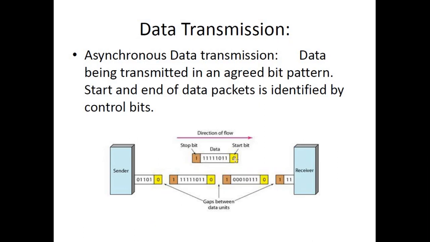This is a control bit, and this is also a control bit. This is a stop bit, this is a start bit. The first bit that goes is a start bit, and after the packet the last bit that goes is a stop bit. After one packet has been sent, there is a gap or a delay, a few seconds in which no data is sent, in order to make sure that the receiver understands that okay, one packet has finished.